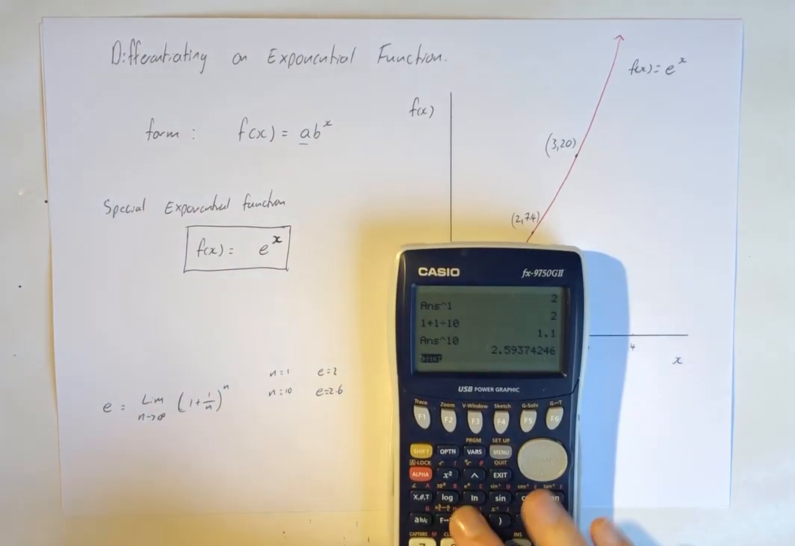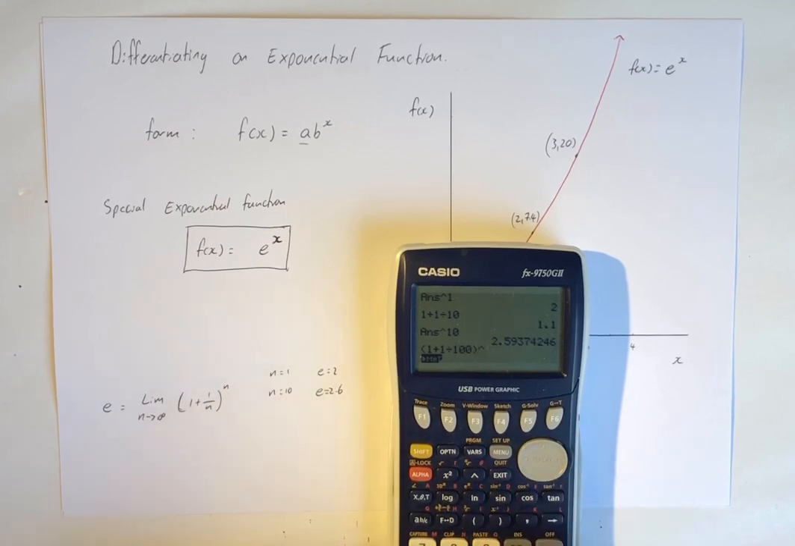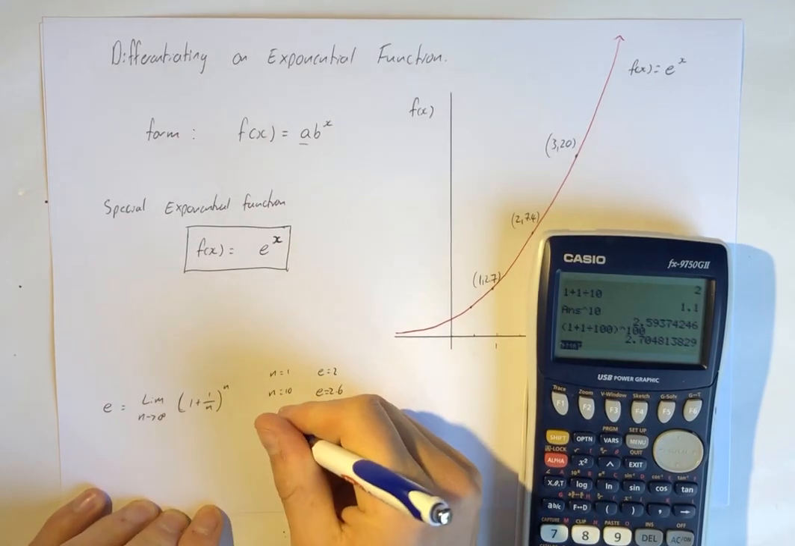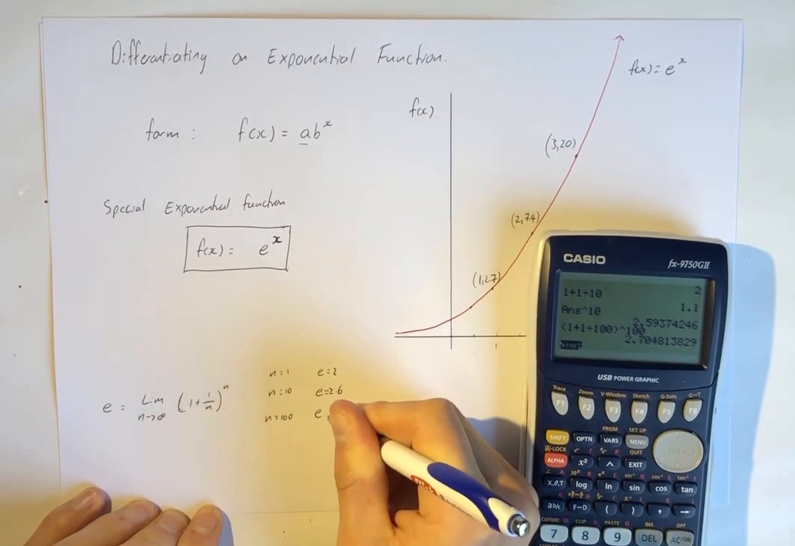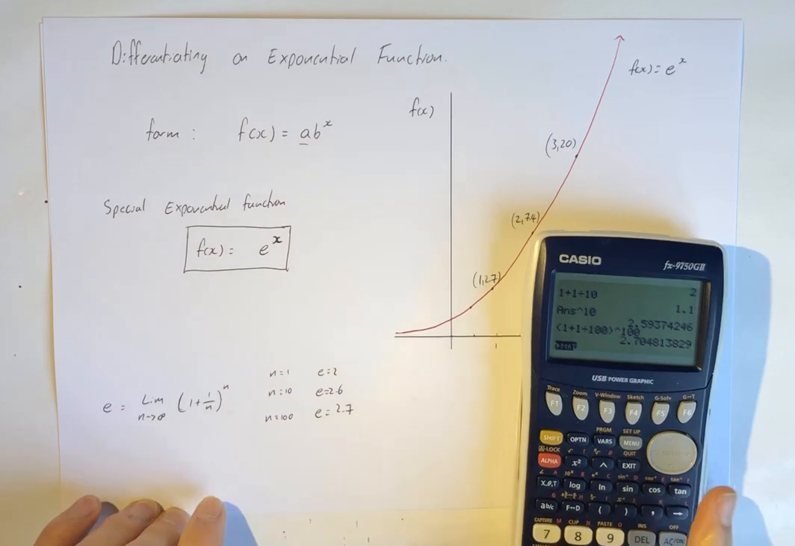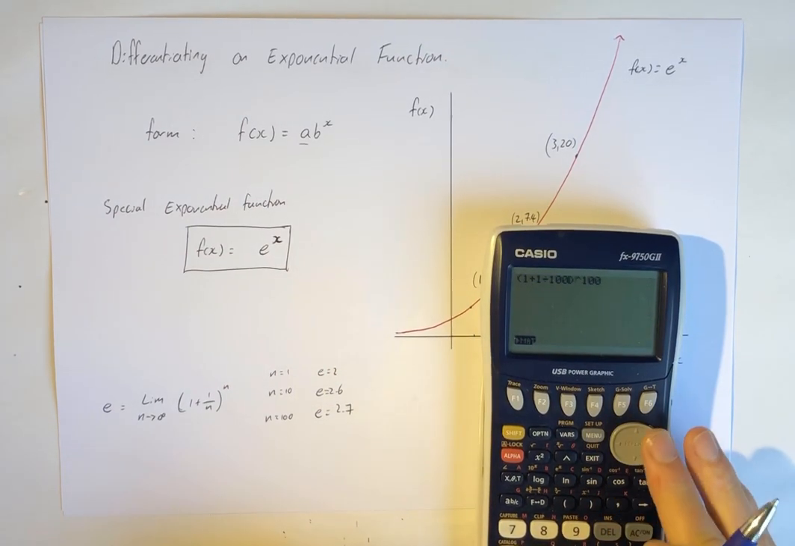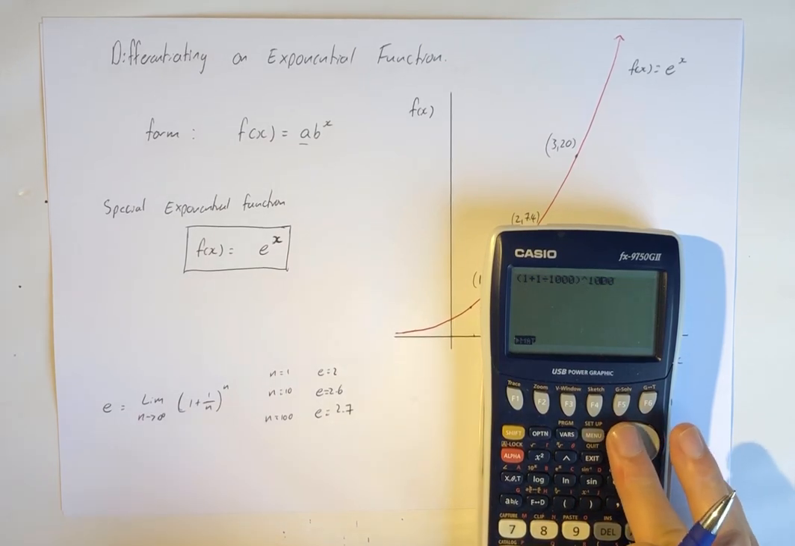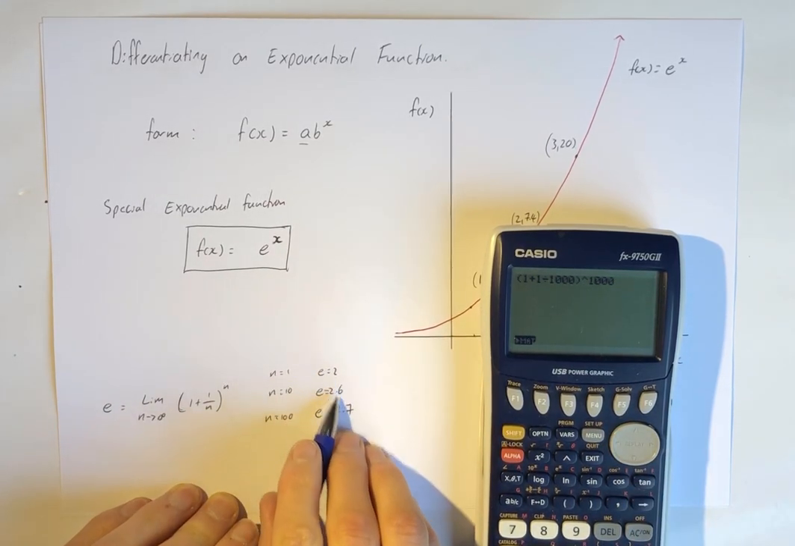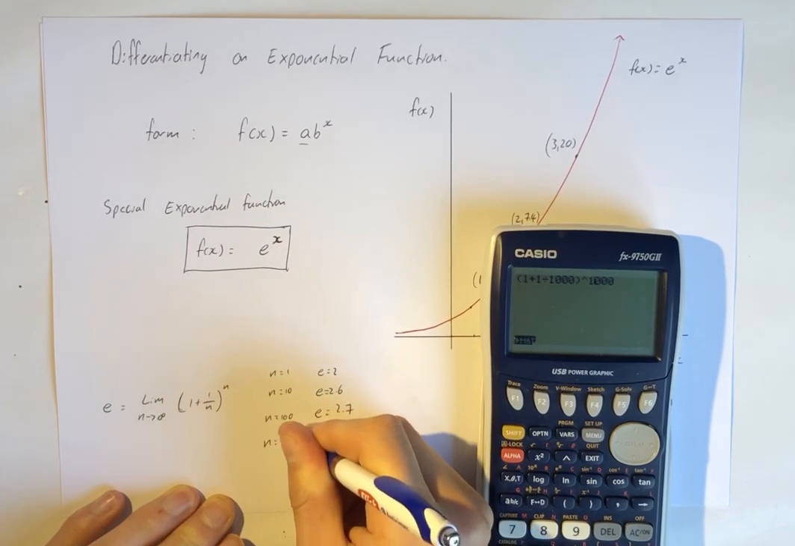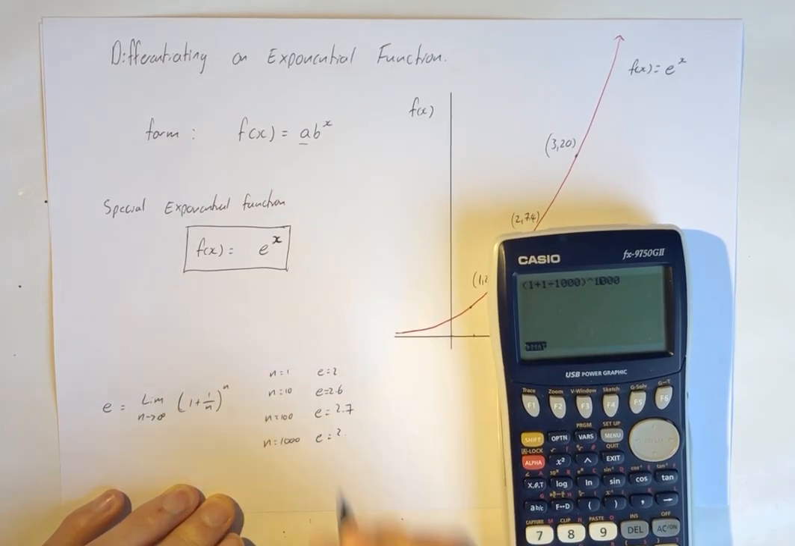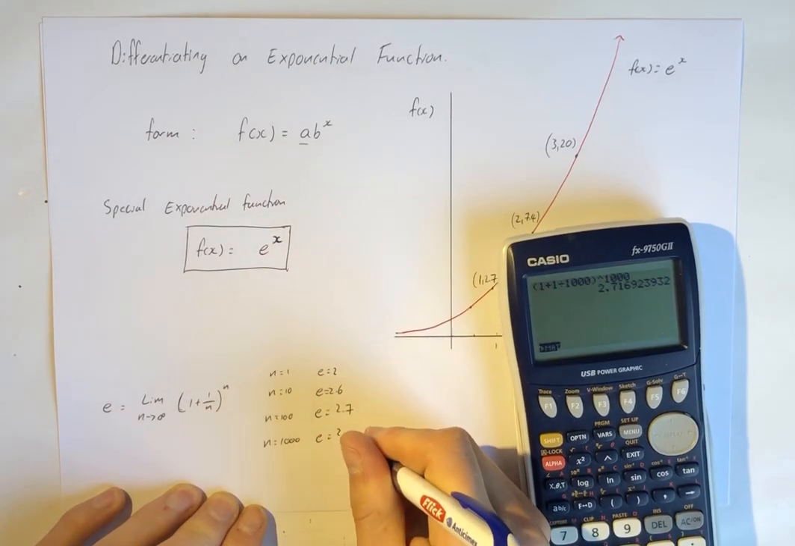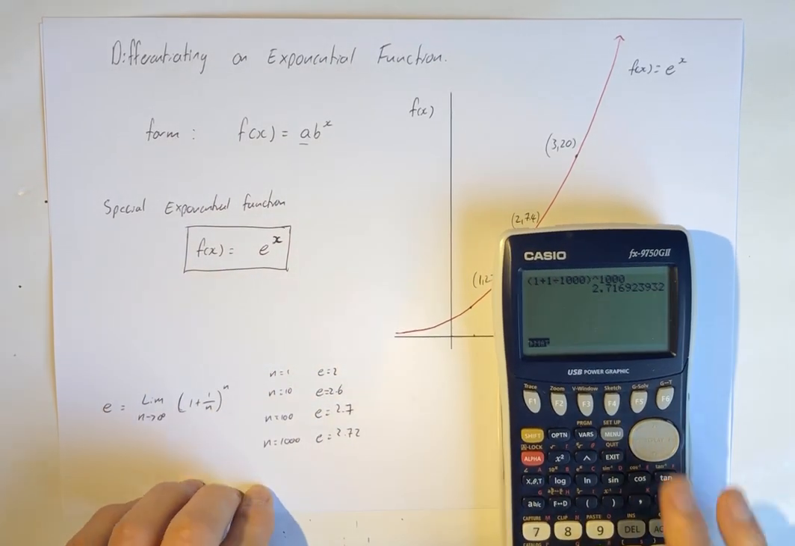Let's go to 100. See if I can get this going in one line of working: 1 plus 1 divided by 100 to the 100. N is 100, e is 2.7. And let's make it 1,000. 2.7. So you can see that we've been changing quite a bit, but let's go... 2.72. So now it's starting to slow down, isn't it?